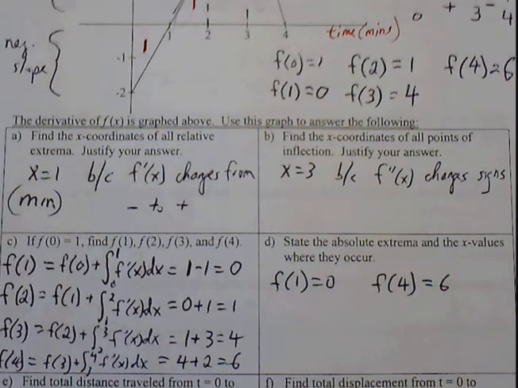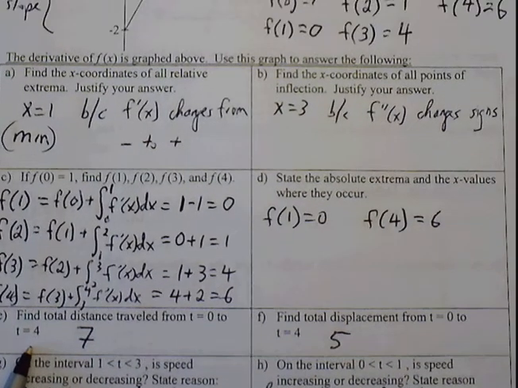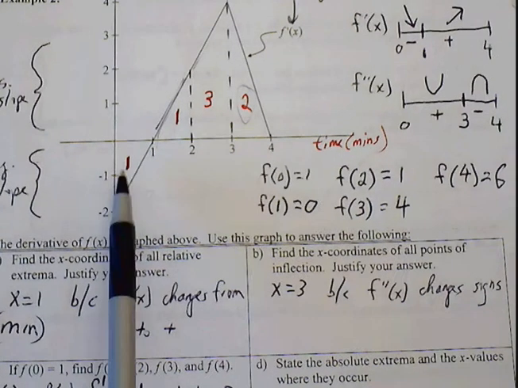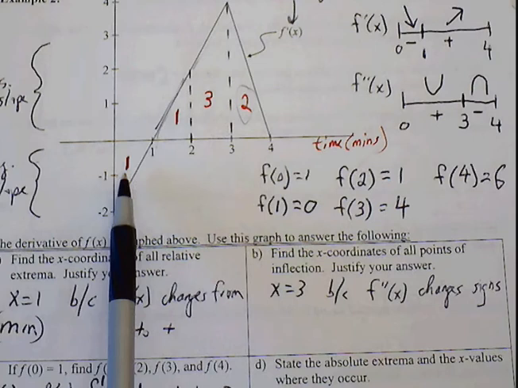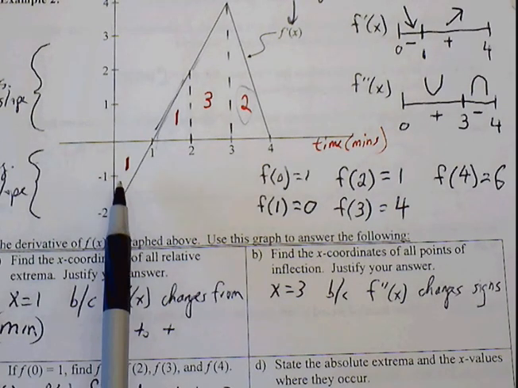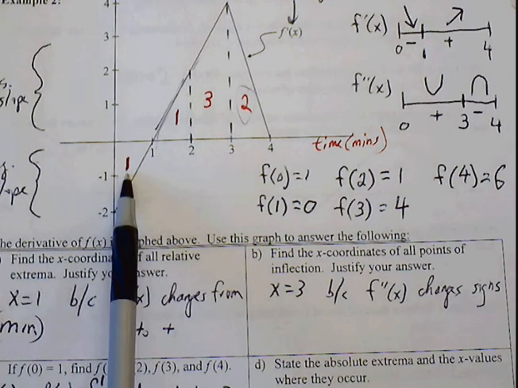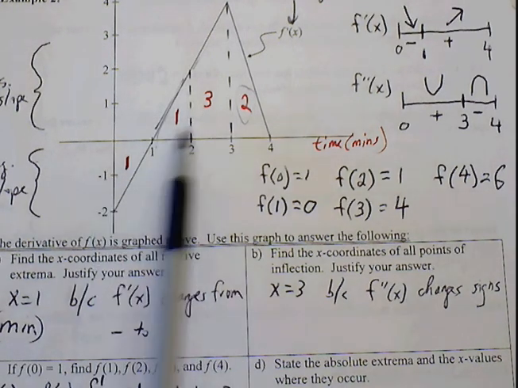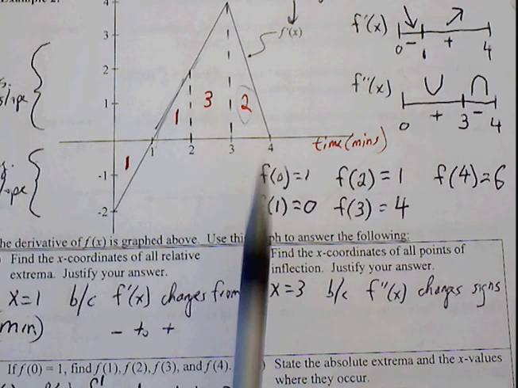Okay, so part E, find the total distance traveled from 0 to 4. So think about how much distance is covered in terms of the odometer in the car. So he's going to go 1 mile backwards, 1 mile forward, 3 miles forward, 2 miles forward. So in total, he's going to travel a distance of 7 miles.